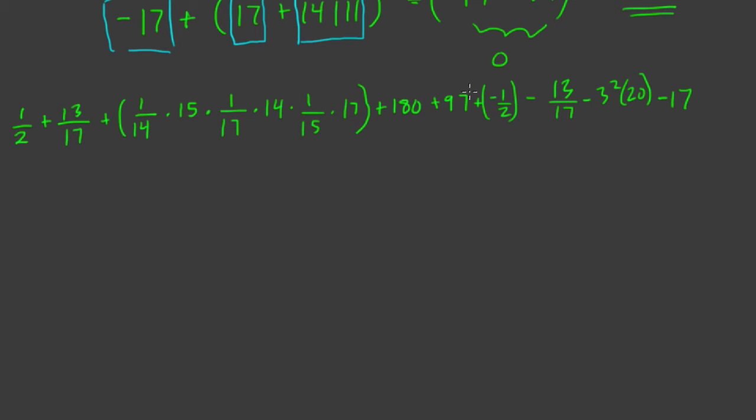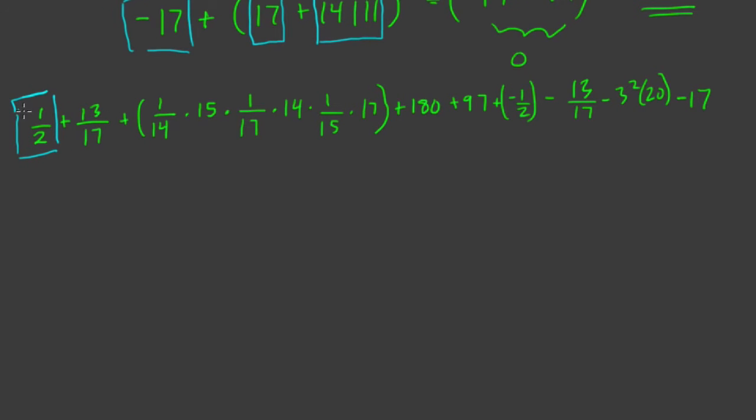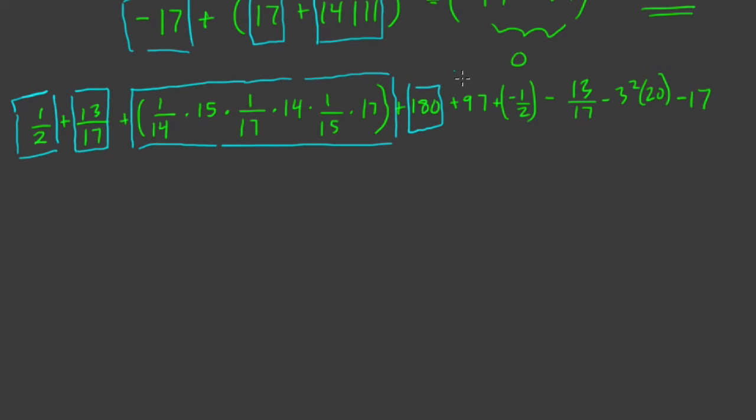So the first step for me is to identify terms, things that are separated by addition. I don't usually circle them like this because I guess of course I've trained my eye to do this, but I'm going to circle them for you so we're very clear. These are both terms separated by addition. This whole thing right here, the whole parentheses, is also a term because it's all tied together by multiplication. Plus 180, so 180 is a term, plus 97, plus negative 1/2, negative 1/2 is a term. We have minus 13 over 17.